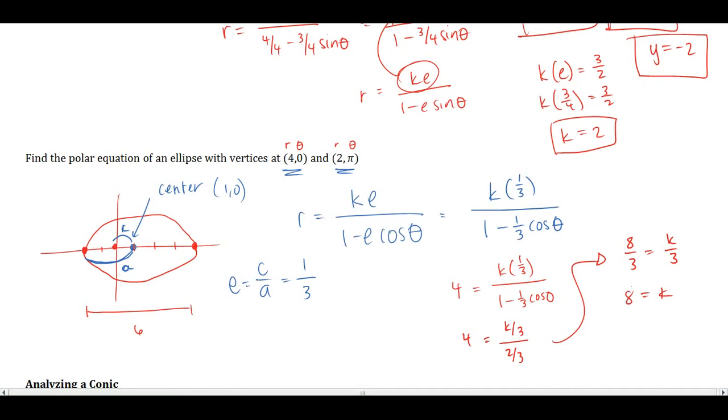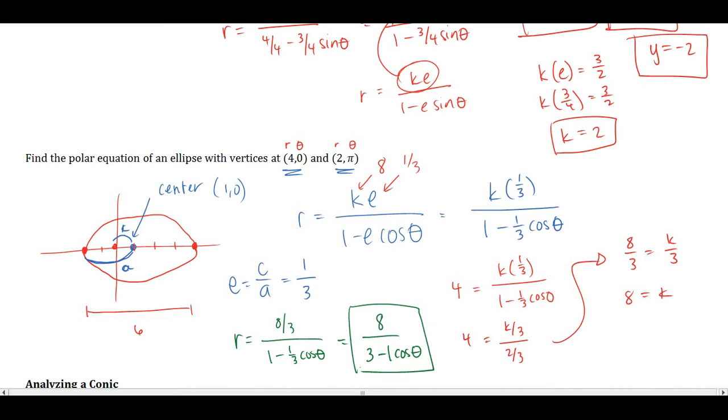And I can go back to our original equation, and I can finally put an 8 in there and a 1/3 in there. So here we go. What can I use now? Green. r equals 8 times 1/3. I guess we could just change that to 8/3 over 1 minus 1/3 cosine of theta. Now the only bad news is I don't like all these thirds, so let's multiply everybody by 3 and get 8 over 3 minus 1 cosine of theta, and that's our equation that we were looking for on this ellipse.